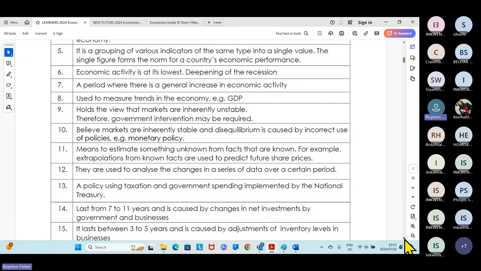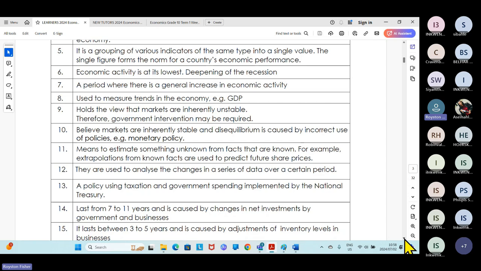Number eight, we are still waiting on number eight. So we said that it is used to measure trends in the economy, and they give you an example there, GDP. And I gave you a clue. I said it's some sort of indicator. So no one is giving an answer, so I guess I have to share mine. So number eight would be economic indicator.